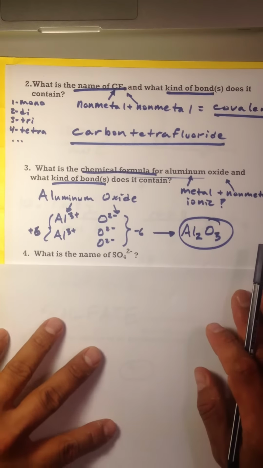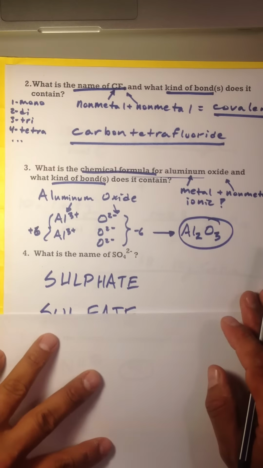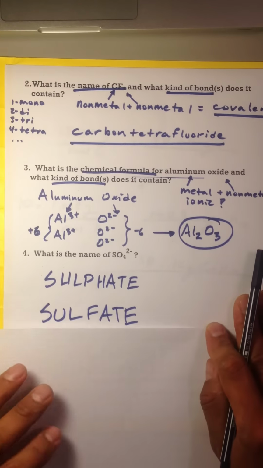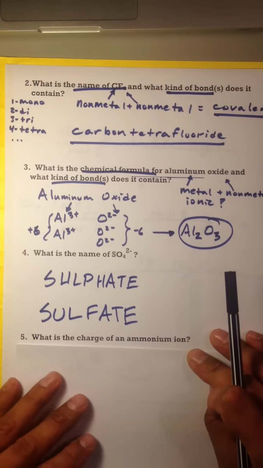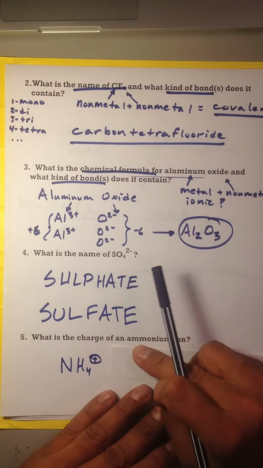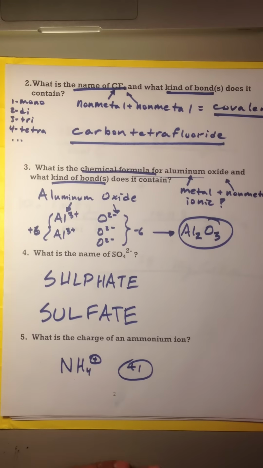What is the name of SO4 2-? Hey, look it up in your chart. Sulfate or sulphate. It's the same thing, just spelled differently. And what's the charge of ammonium ion? Well, you look it up and you see this, NH4+, and that means it's +1. You just use your chart for that one, or remember it.